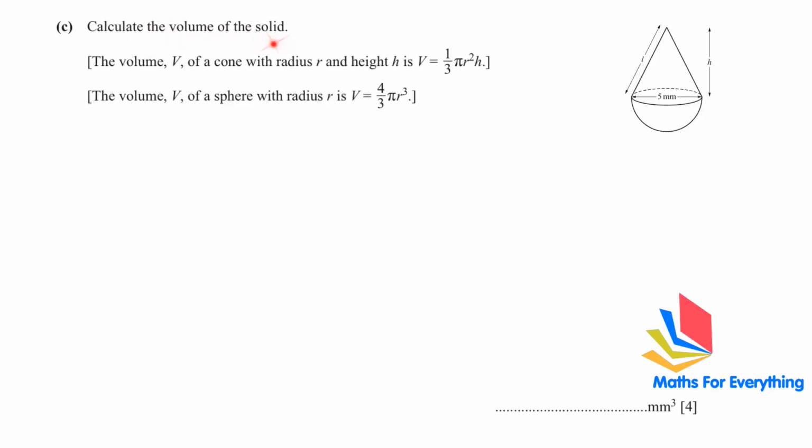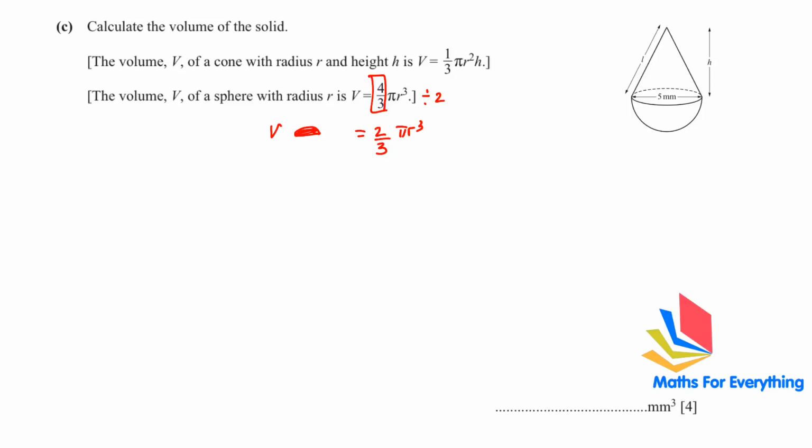Part C, calculate the volume of the solid. The volume of a cone is given by this formula and the volume of the sphere is given by this formula. Remember that this is a hemisphere, so we are going to divide this by 2. Just put the number in the calculator, 4 over 3 divided by 2. You will get 2 over 3. So this is the volume of the hemisphere.